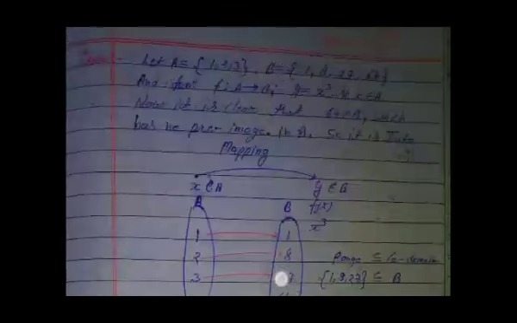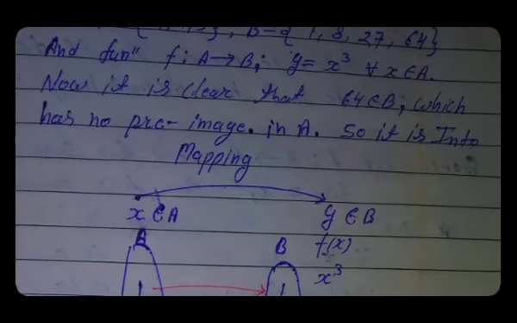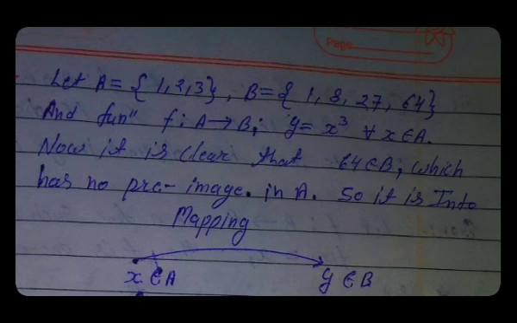Now we explain by an example. Let a set A is equal to {1, 2, 3} and B is {1, 8, 27, 64}, and the function f: A → B where y is equal to x³ for all values of x belongs to A. Now it is clear that 64 belongs to B, but it is not the pre-image of any element in the set A, so it is an into function.